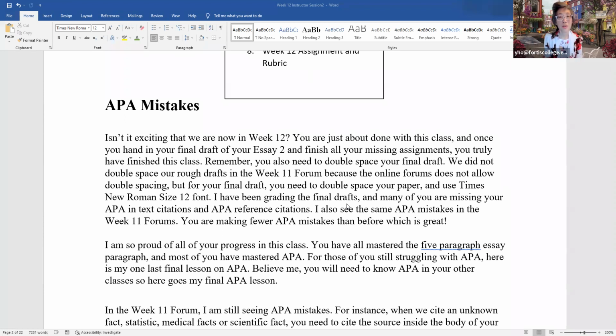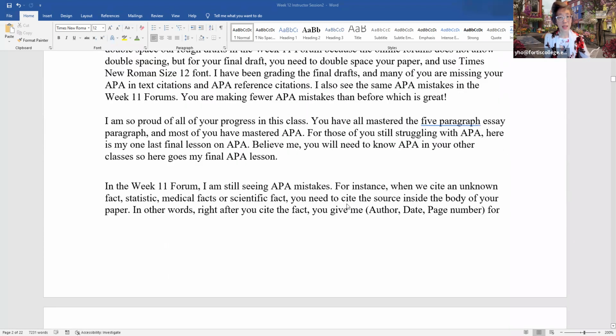Remember, you also need to double space your final draft, because I've been grading the final drafts, and I notice that people have not double-spaced their paper. And also, I still see some APA mistakes. And so you need to use Times New Roman, size 12 font. And also, you need to remember that you need to have at least one APA in-text citation and one APA reference citation. And most everybody has already mastered the 5-paragraph essay structure.